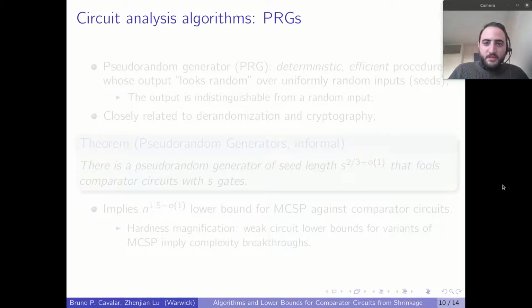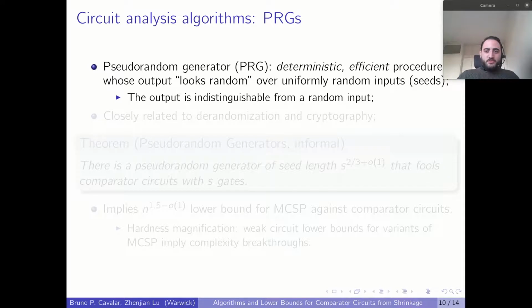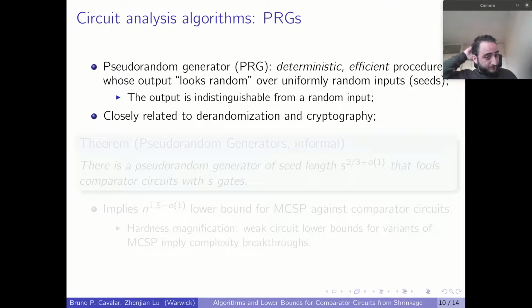Our second algorithm is a pseudo-random generator. A pseudo-random generator is a deterministic efficient procedure whose output looks random over uniformly random inputs for a given circuit class. In other words, the output is indistinguishable from a random input for a circuit class. In a way, it exhibits a fundamental weakness of that circuit class. And it's closely related to de-randomization and cryptography.